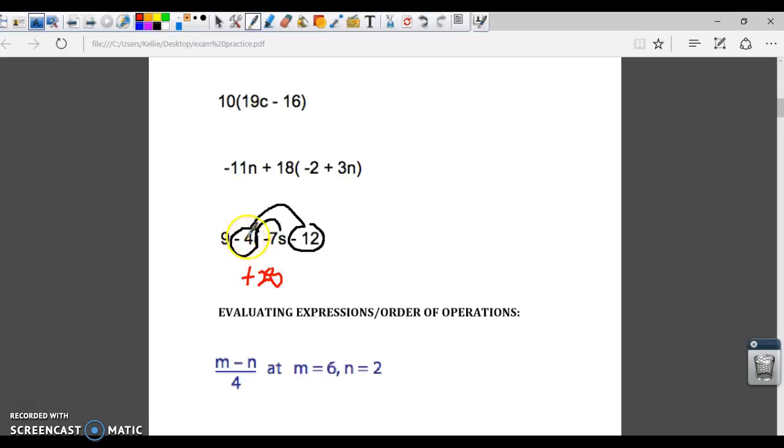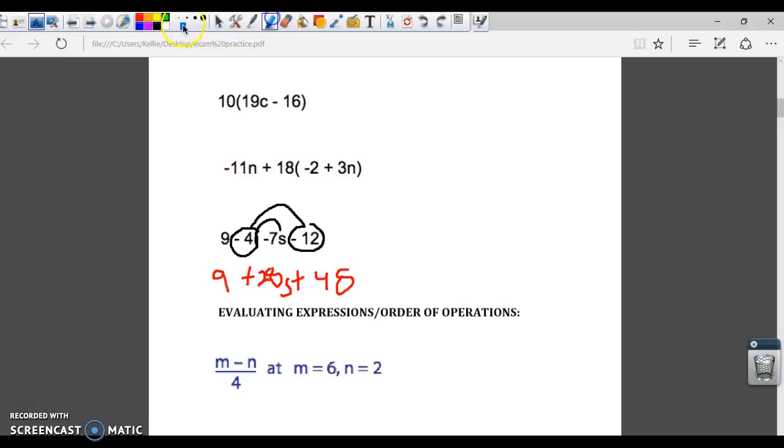And take that negative 4 and distribute it with the negative 12. So the 12 times the 4 is going to give me 48, and it's going to be a positive 48, because a negative times a negative is a positive 48. And then all I have to do is bring down the 9. Oops, the variable s goes right here. Negative 4 times negative 7 is a positive 28.